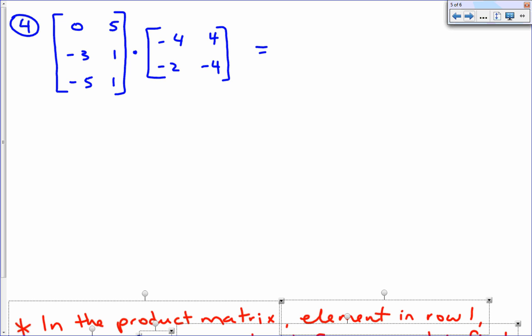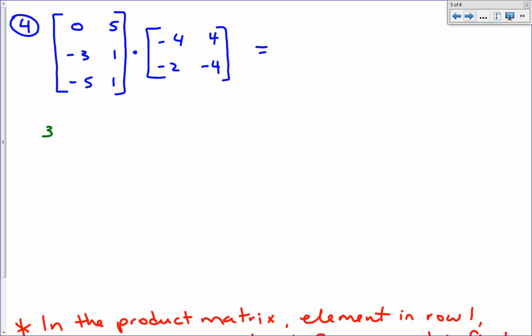So let's do the dimensions check first. The first matrix here is 3 by 2, and the second one is 2 by 2. Notice that our columns and rows match here, which is good, which means we can multiply. And our product is going to be a 3 by 2.